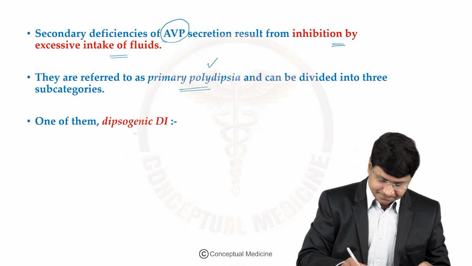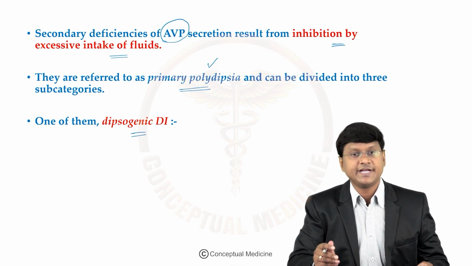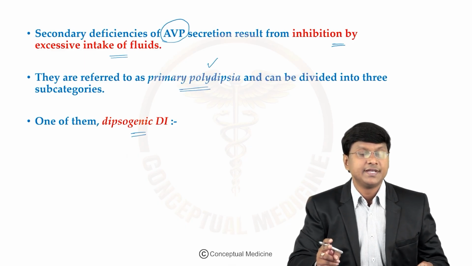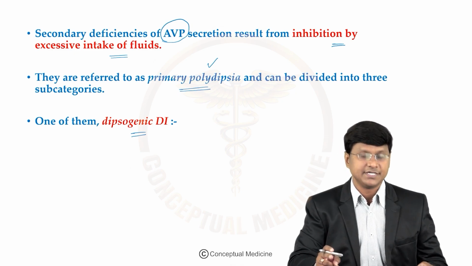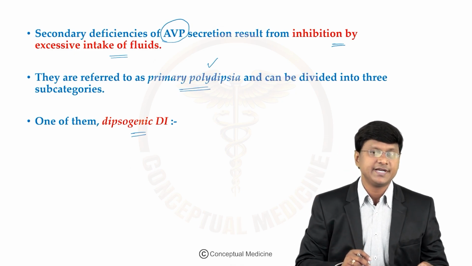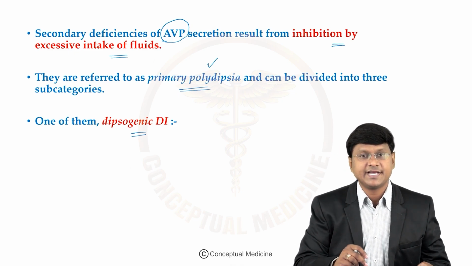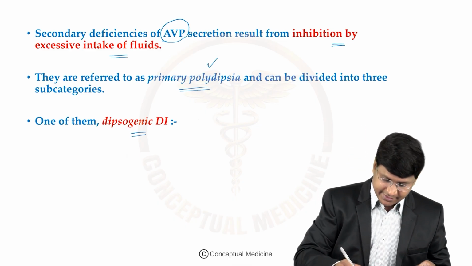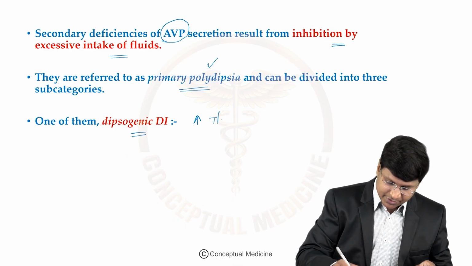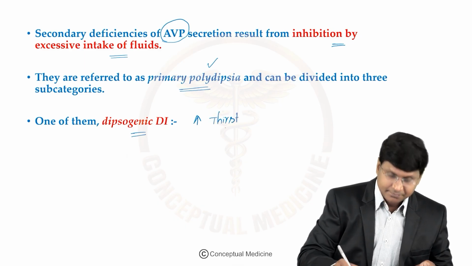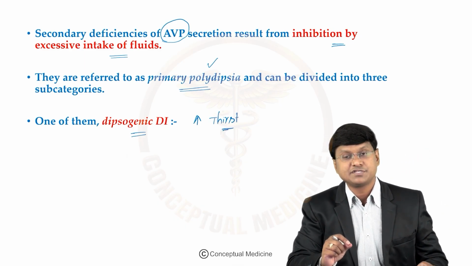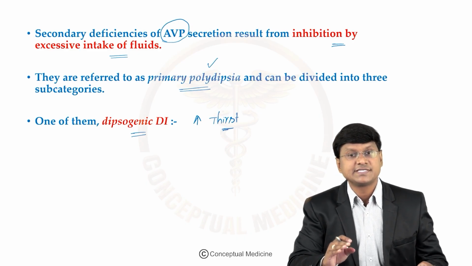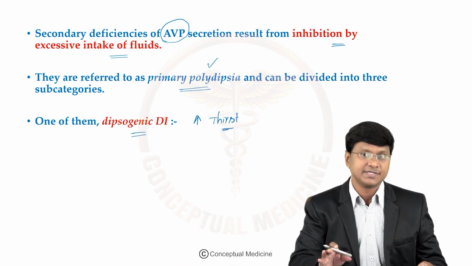Number one, dipsogenic diabetes insipidus. Number two, psychogenic polydipsia. Number three, iatrogenic polydipsia. Now, what is this dipsogenic diabetes insipidus? Dipsogenic diabetes insipidus is a form of primary polydipsia where there is excessive thirst within the individual. It is characterized by inappropriate thirst caused by reduction in the set of the osmoregulatory mechanism.